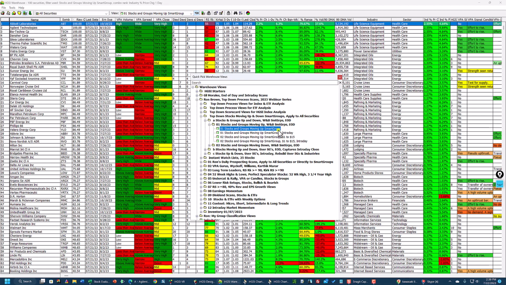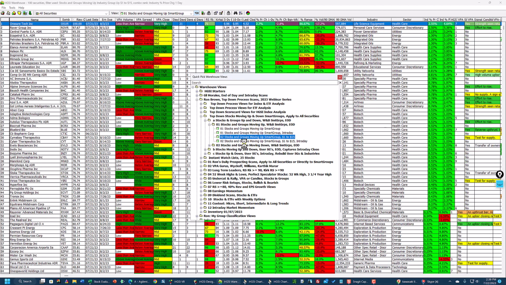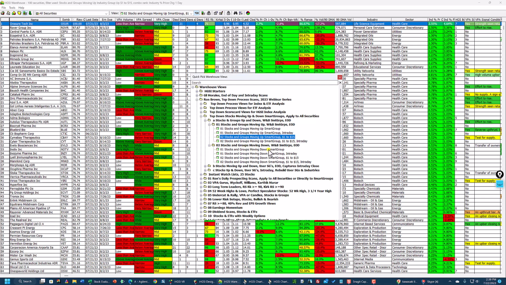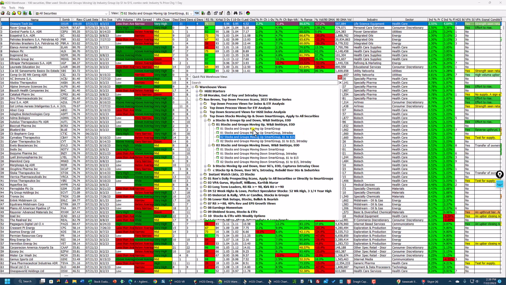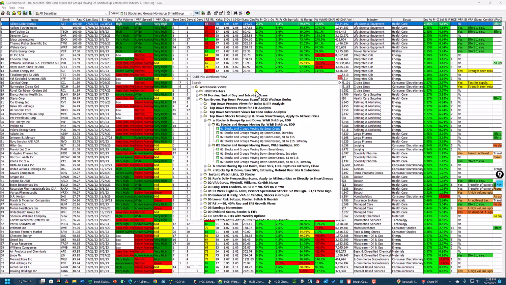Now this was my original smart group, and then it was pointed out to me that a lot of the lower price stocks were not being seen for group movement. I think it was the precious metal stocks were on the move, and they weren't really showing up because these smart groups are generated and it takes the top 100 stocks. So that's why I built another stocks and groups moving up, both to the upside and the downside, with the complete list of stocks that are in industry groups and then limiting it to the 1 to 15. Now, I'm going to just concentrate on this right now.